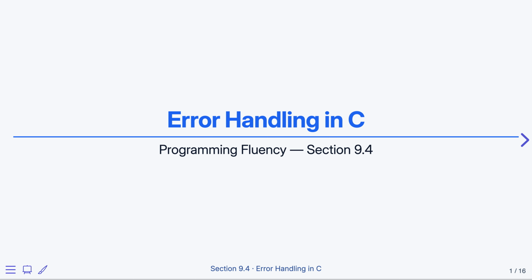This is section 9.4, Error Handling, and see all through this chapter, your error messages have been vague. "Error, cannot open file" tells the user what failed, not why. In this video, you will learn how C answers the question why. Let's dive in.